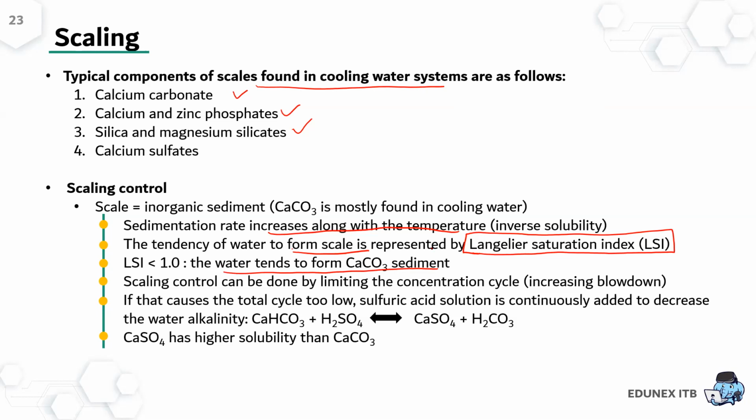Scaling control can also be done by limiting the concentration cycle, as I mentioned previously, by increasing the blowdown. The concentration cycles can be calculated using the makeup water formula, as I mentioned in the previous slide. If the total cycle is too low, sulfuric acid solution is continuously added to decrease the water alkalinity. Adding sulfuric acid generates calcium sulfate, which has higher solubility in water compared with calcium carbonate. So this is one way to increase the total cycle.